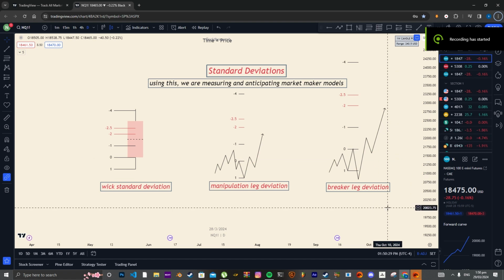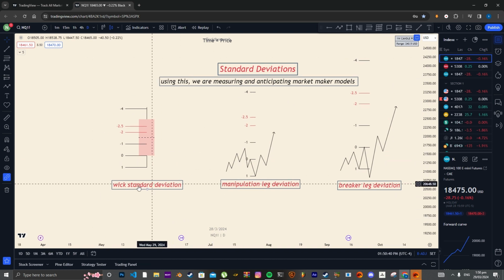Guys, this is day 2 of ICT Essentials, and today we're going to be covering standard deviations, how I use them, and the types of standard deviations that you can use. So right here I have 3 examples. Our first one is our Wick standard deviation.